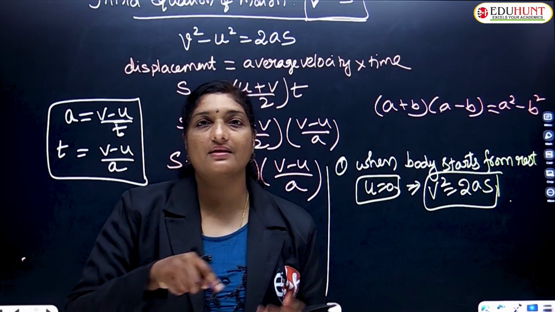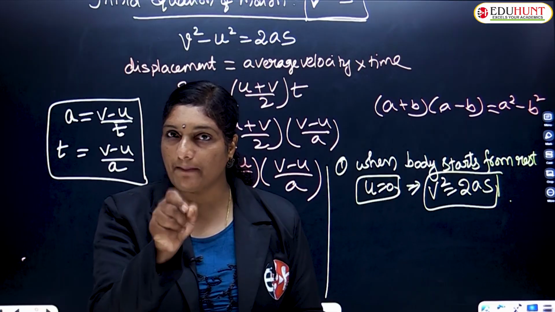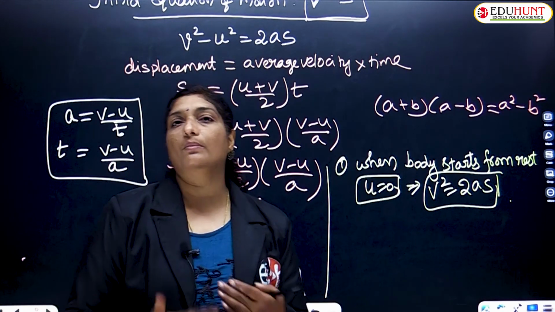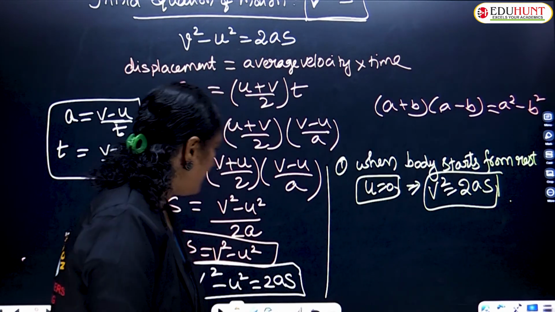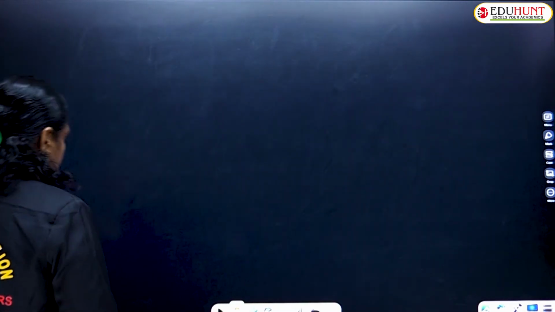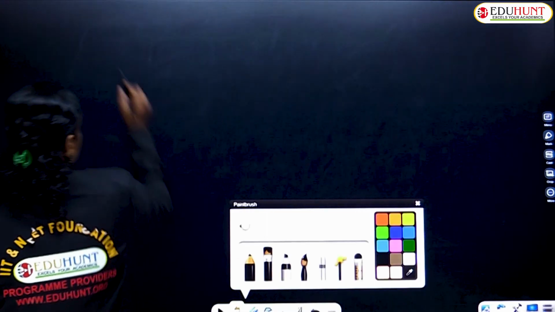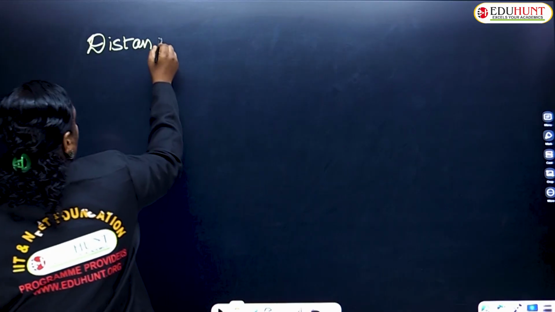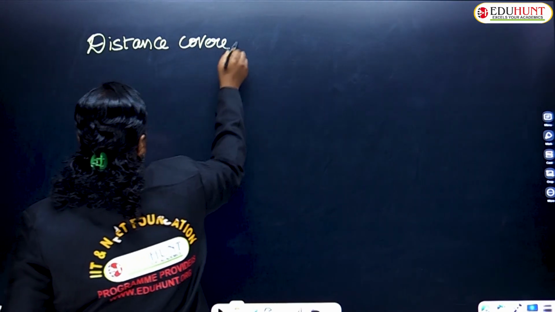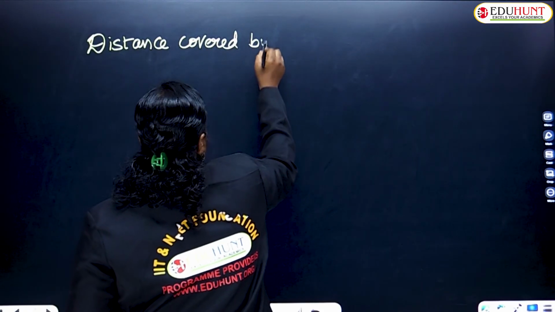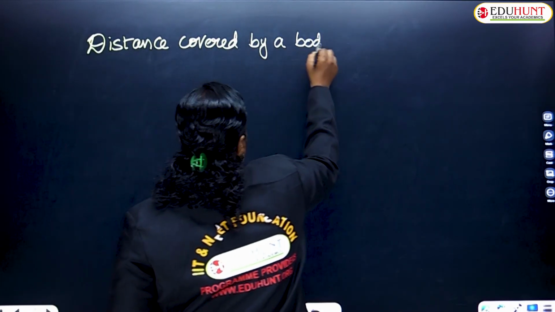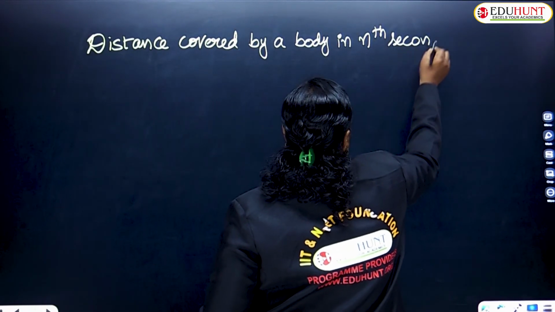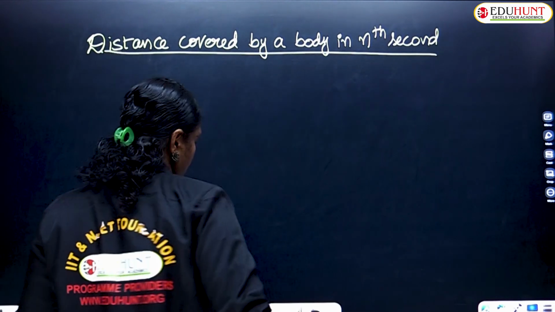So instead of saying 3rd, 4th, I represent that particular second as nth second. So this is the distance moved by a body in nth second. This is the next concept we shall discuss: distance or displacement travelled by a body in nth second.